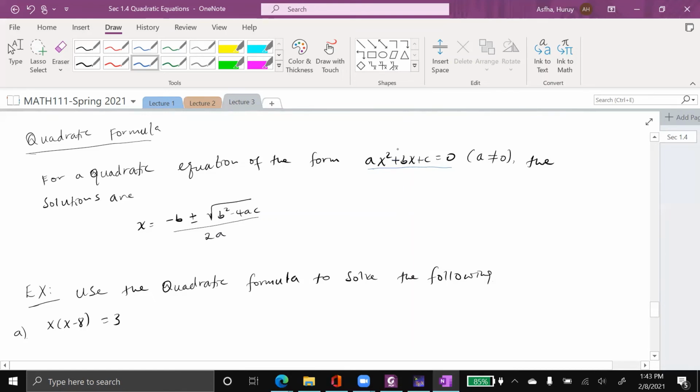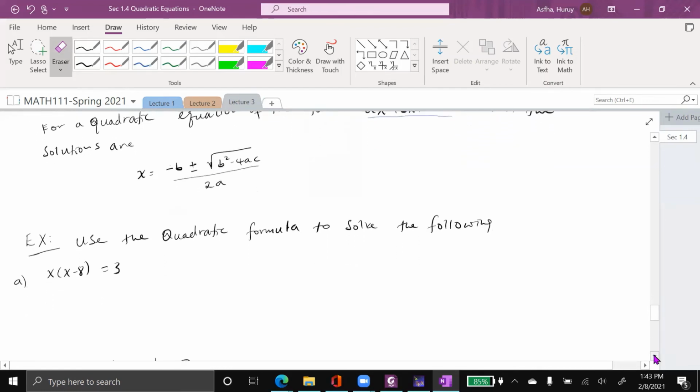So let's say in the middle term you have negative 3x. Then our b is not only 3, it's negative 3. Therefore negative b becomes negative of negative 3, so you will have positive 3. So we have to be careful on that.